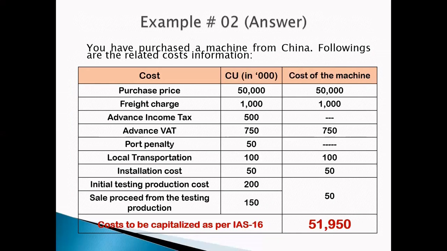We don't capitalize it. And also pay attention to the last two items. We are taking net expense 50,000 for initial testing production cost minus sale proceed from the testing production. So we are taking just the net expense of the initial testing production cost, 50,000.